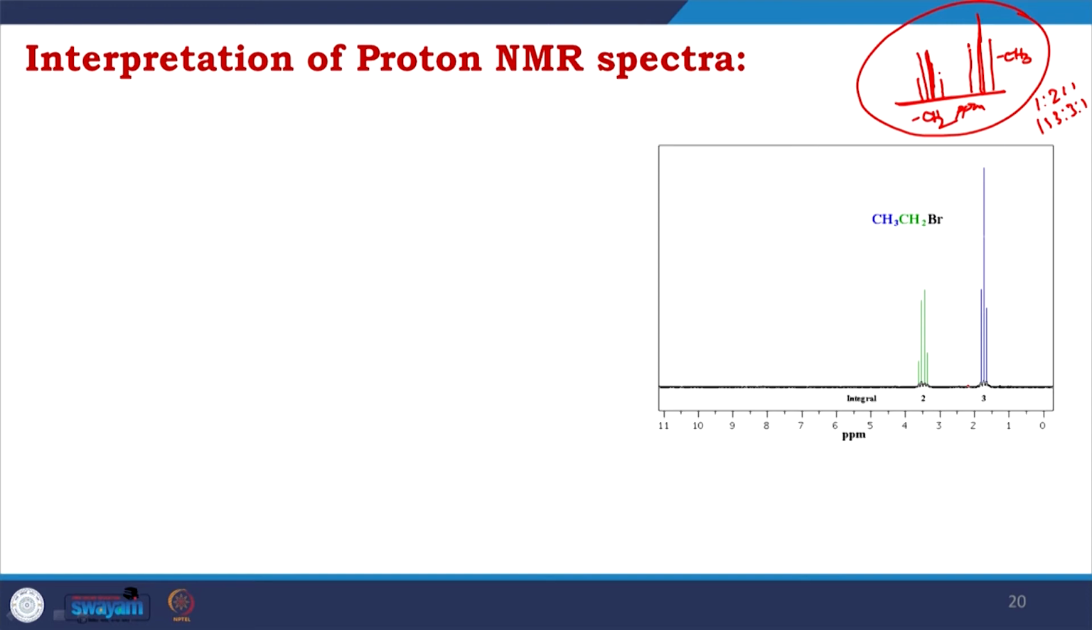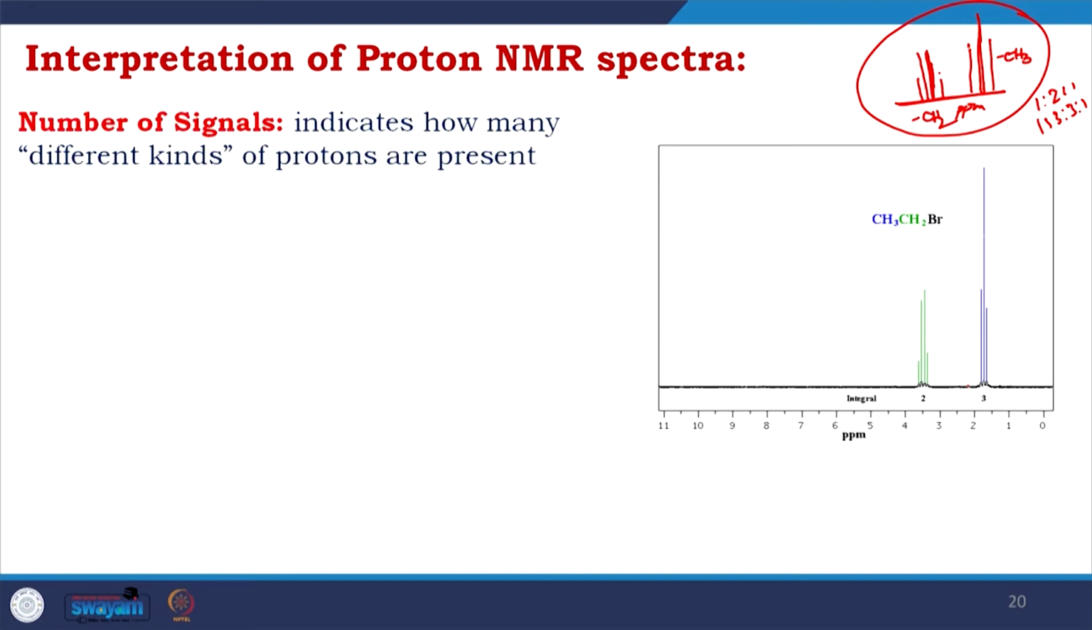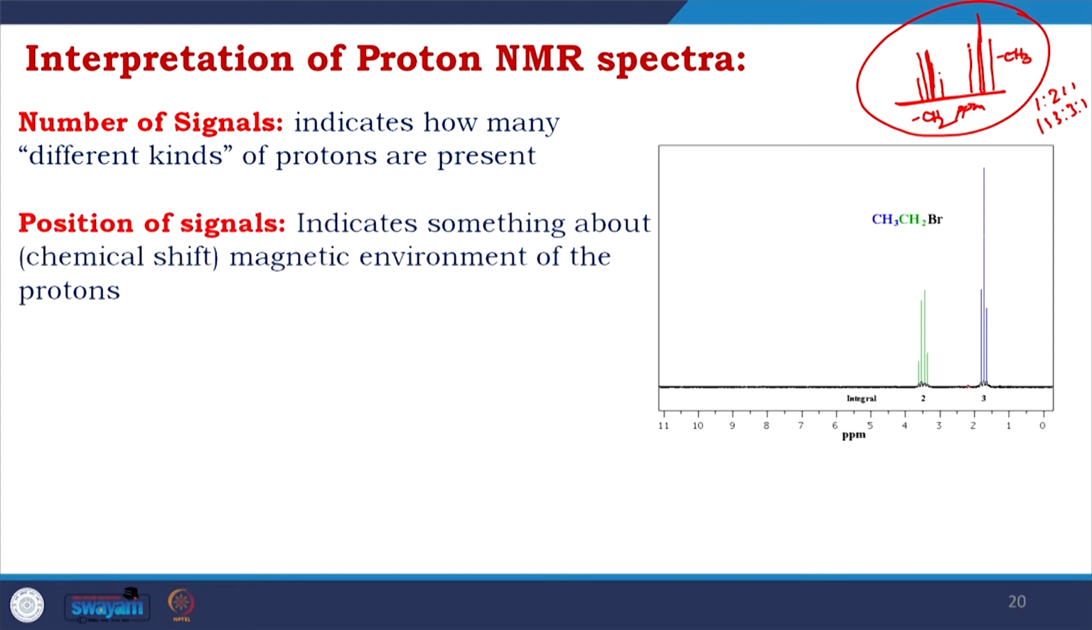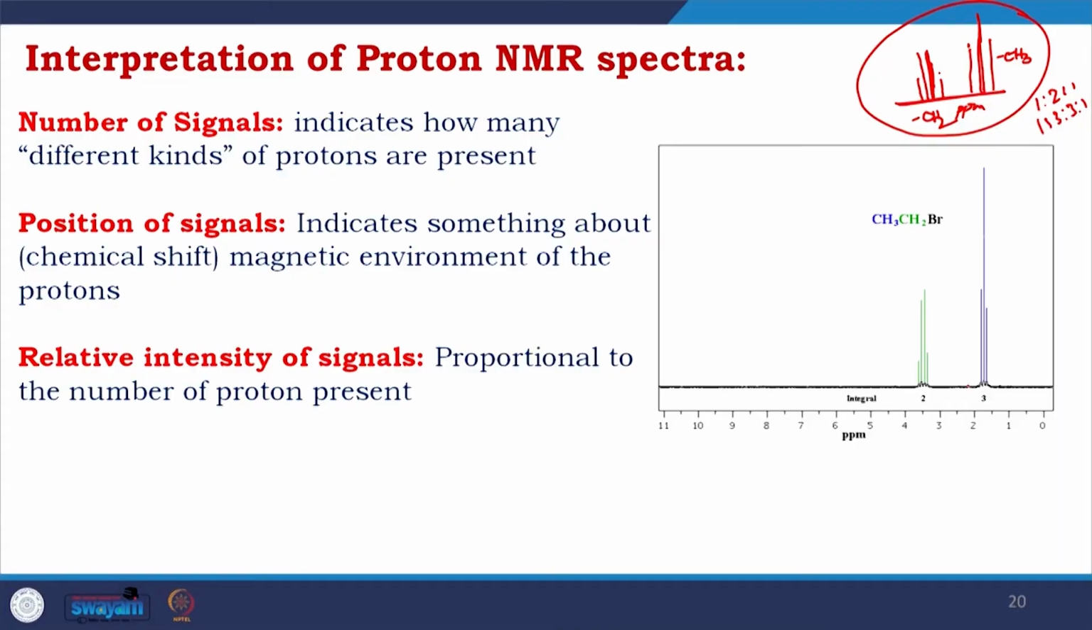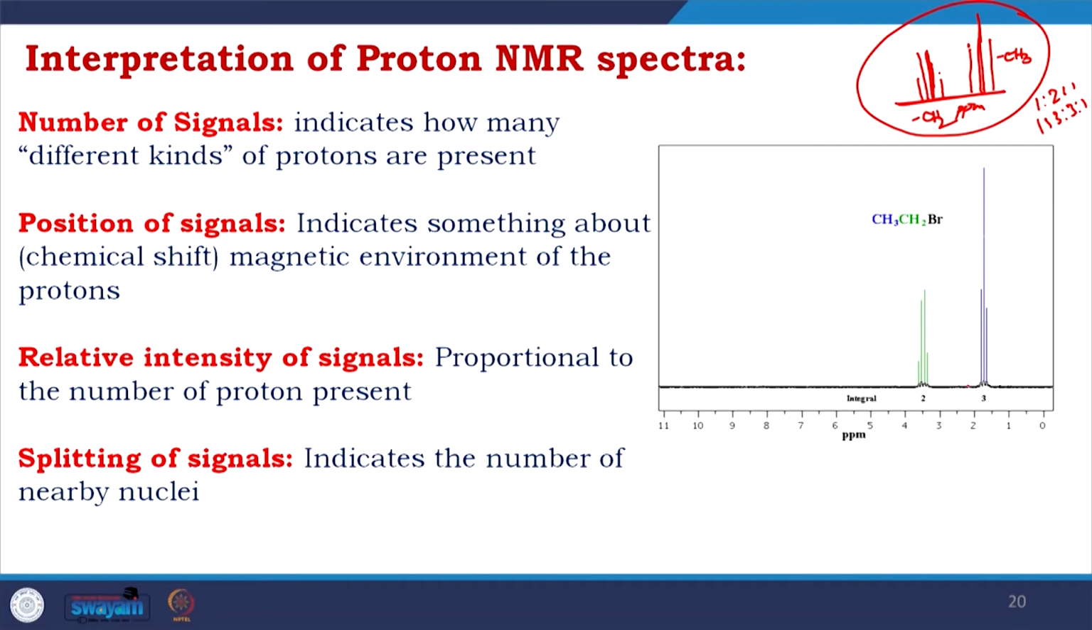So, in that way now you could be able to interpret. The number of signals indicates how many different kinds of protons are present. So, you get here 2. Position of the signal indicates something about the chemical shift, the magnetic environment. Here you know that the CH3 carbon and the CH2 carbon attached with bromine are different. Relative intensity of the signal I talked about: the first one 3, so higher, and the second one 2, so relatively lower. Splitting of signals we discussed.